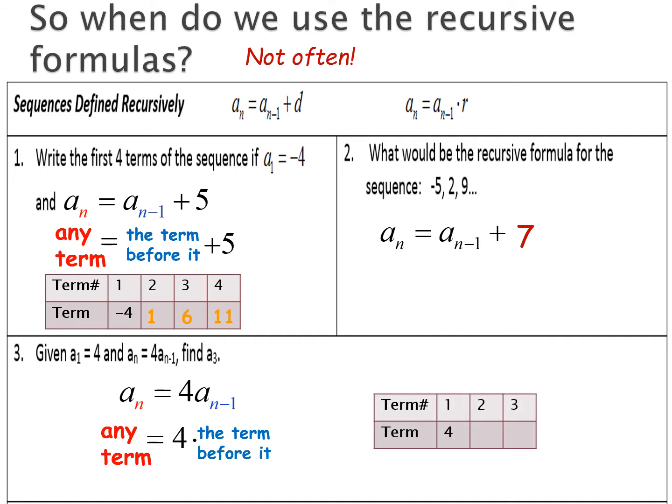So let's set up a chart. First time through, we're given that it is 4. Okay. Second time through, we're going to take the previous answer, which is 4, plug it back in. 4 times 4, 16. Next time through, when n is equal to 3, we're going to plug in the previous term, which is 16, multiply by 4, and we get 64. So this is recursive.